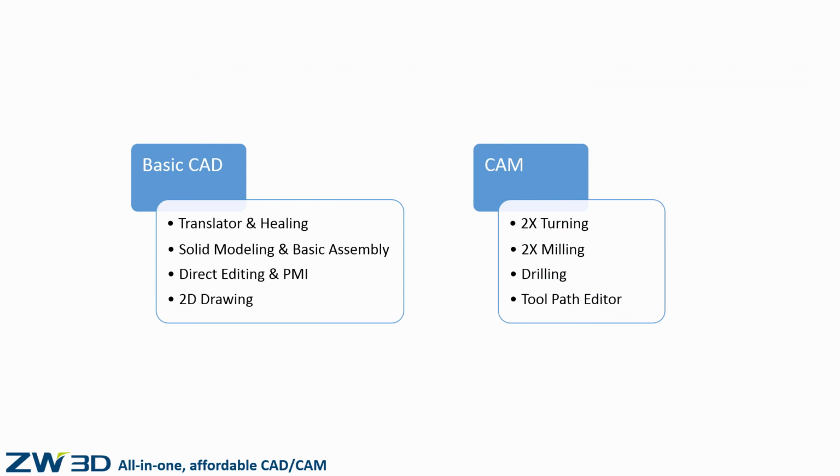ZW3D 2X machining version is a 2.5 axis machining solution with simple workflow and intelligent tactic for both 2.5 milling and 2X turning.